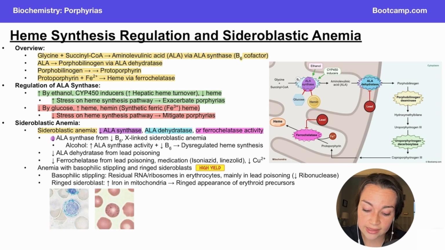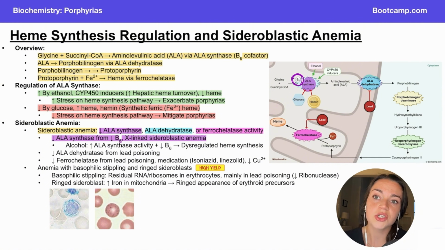Things that affect ALA synthase include a vitamin B6 deficiency, because remember, B6 was a cofactor for that enzyme, as well as a genetic condition called X-linked sideroblastic anemia. Now, another thing that can cause sideroblastic anemia by decreasing the effectiveness of that ALA synthase step is actually alcohol.